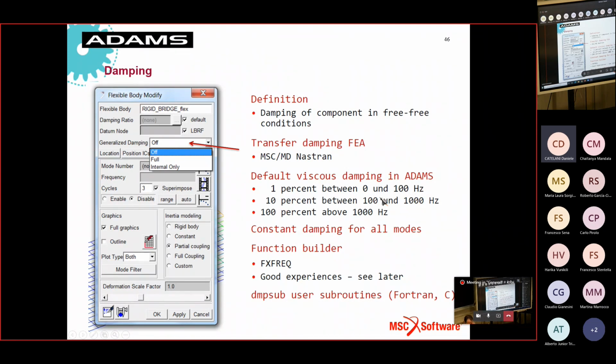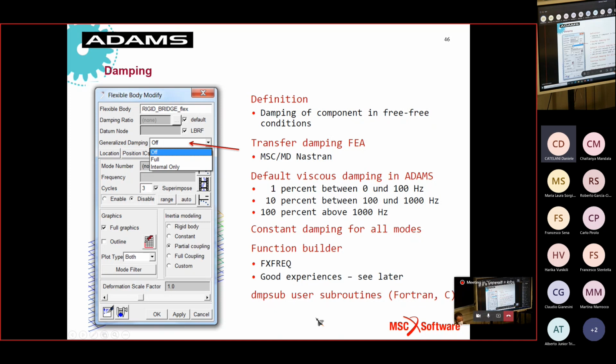Medium level of damping for frequency between 100 and 1000. Overdamped the situation when the frequency is bigger than 1000 Hertz. But it is absolutely an approximation, a rough, brutal approximation. You can define the law of damping you want, depending on time, depending on frequency, etc.